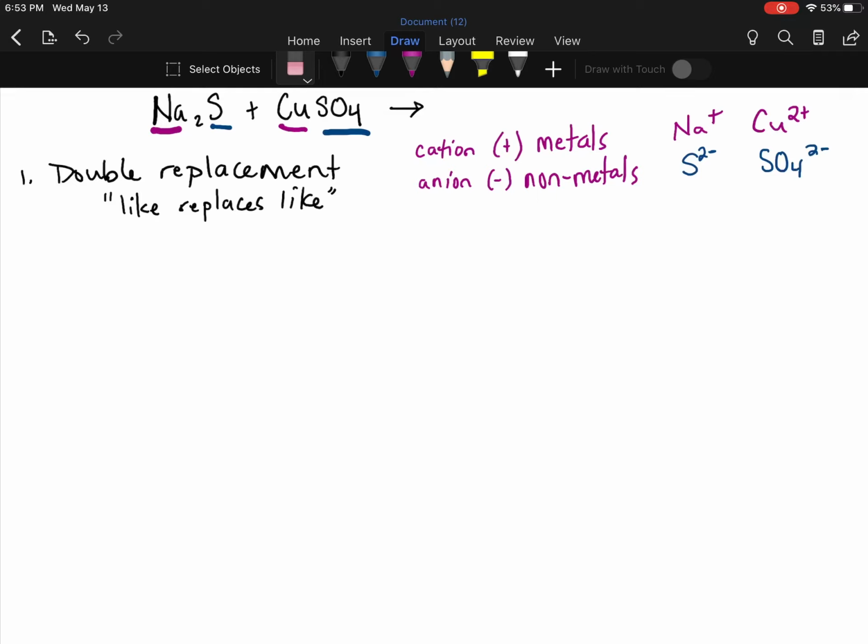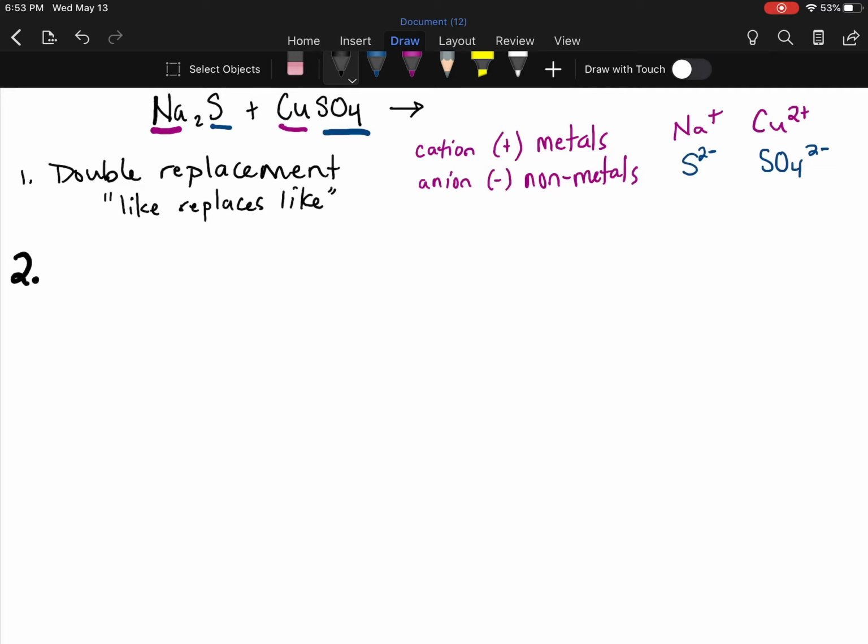And that's why sodium here in this reactant, there's 2 sodiums because each sodium is a +1 charge. So it's really +1 +1 minus 2. So +2 minus 2 is 0. So you always want to have a net charge of 0. Okay, number 2.